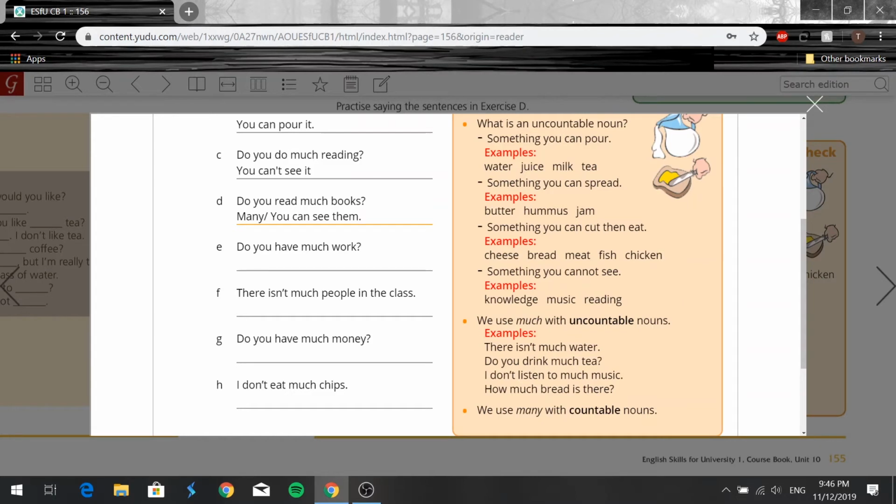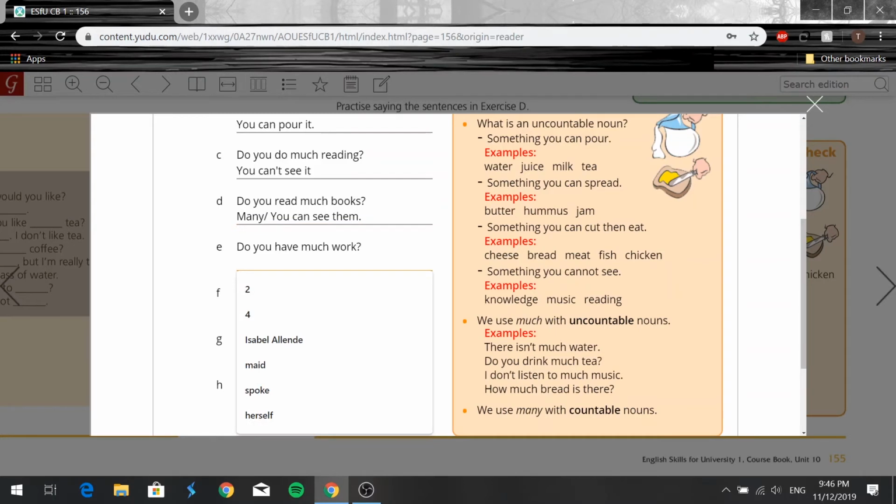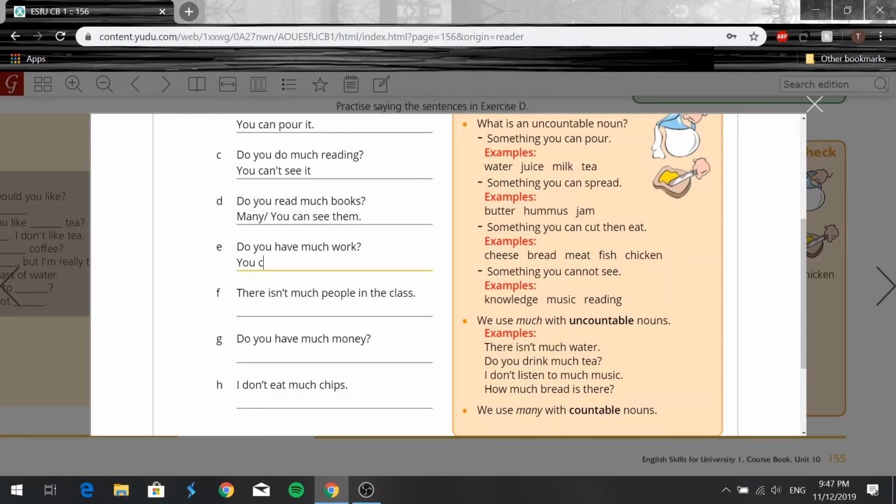Do you have much work? Well, that's true because you can't really see work, can you? It's just like music. It's just like knowledge. So do you have much work? We'll say you can't see it.